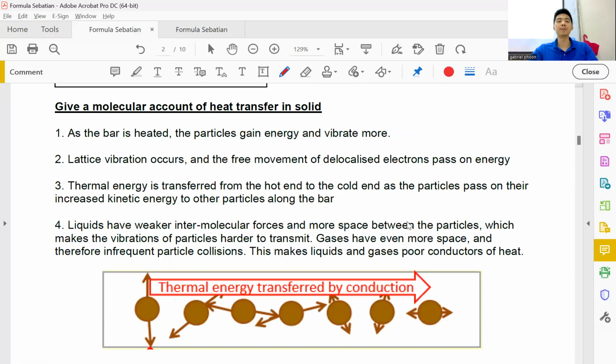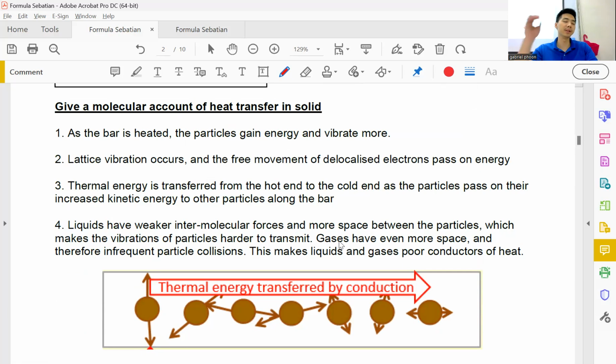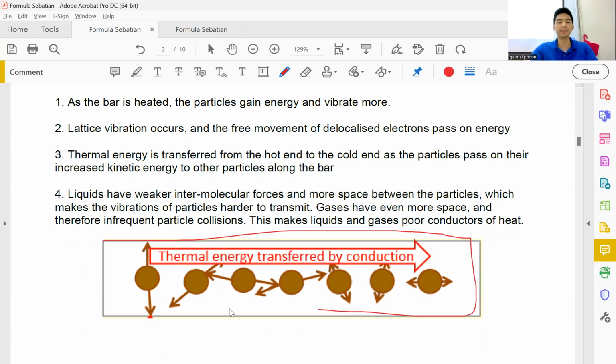Then after that, this part is important, guys. Pay attention to this. This here is basically explaining how heat is conducted through conduction. Okay, so let's imagine today this is a metal bar here. Inside these metal bars, there are obviously solid particles, right? Let's imagine today, I heat up this end of the metal bar.